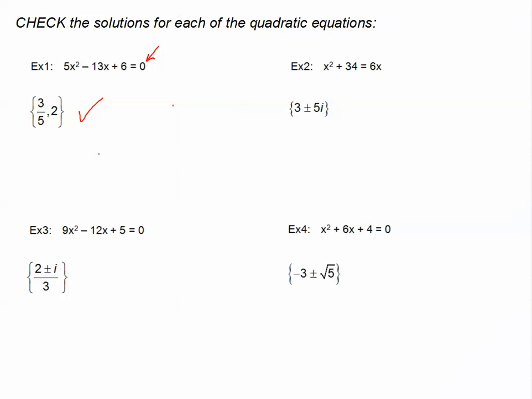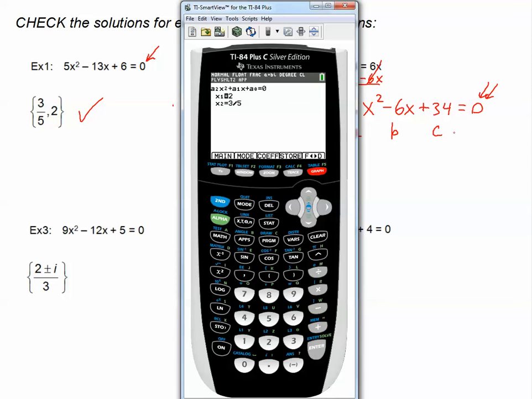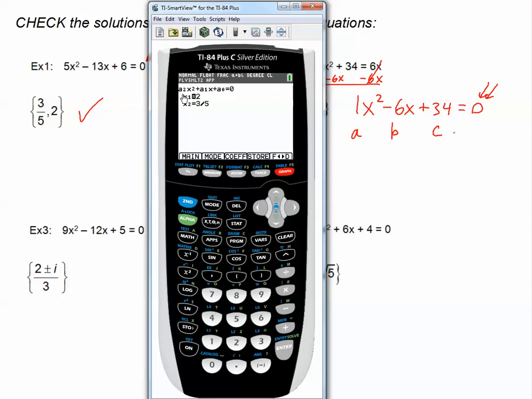Let's try another one. So I've got 1x squared plus 34 equals, oh, something's wrong with this. Oh, it's not equal to 0. I need to subtract my 6x, and I'm going to put that right here in the middle so it's in standard form, x squared, then -6x, then positive 34. I need that equal to 0 so that it's in standard form. Now I know my value of A, my value of B, and my value of C. The calculator doesn't necessarily call them A, B, and C. It calls them A sub 2, A sub 1, and A sub 0, but they're in the same locations there.